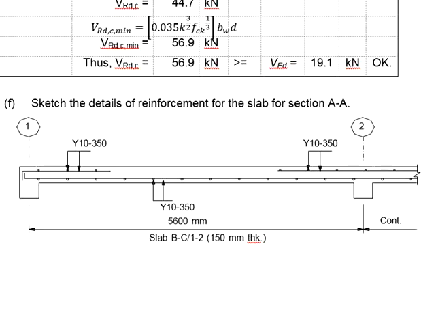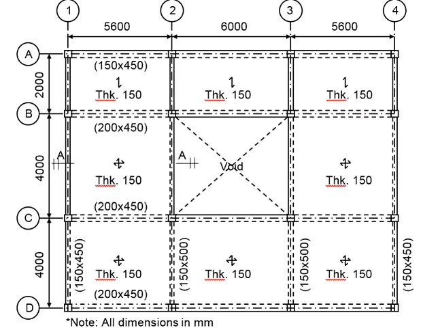Now that we have completed the design for the slab, we proceed to the next question, asking you to sketch the details of the reinforcement for the slab in the section AA. Referring to the key plan, the slab that you are designing is this. This is the section AA. Imagine you are cutting a section here and view from the side how the reinforcement bar should look like.